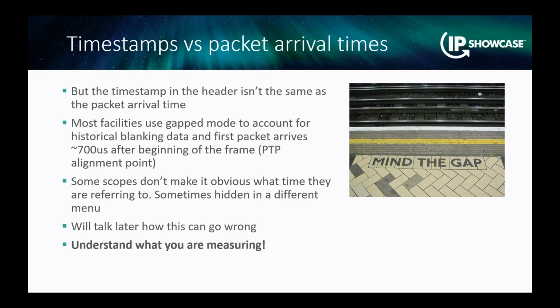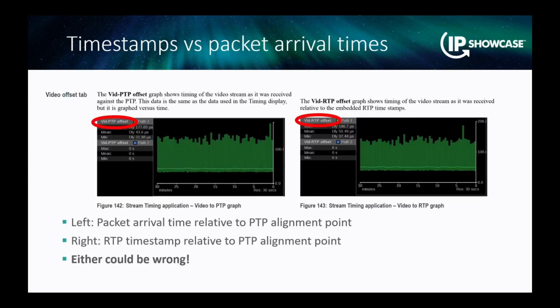And I think it's really important to understand what you're actually measuring, because I see people say they're measuring one thing, but they're measuring timestamps, so they're measuring packet arrival times. I see people measuring packet arrival times and actually measuring the timestamps. So this is an example of one of the scopes. It's the Prism. I believe to get all of this, you have to actually expand it. You don't actually get it in its default view, which also causes a lot of confusion. So the left is the packet arrival time relative to the PTP alignment point, and the right is the RTP timestamp relative to the PTP alignment point.